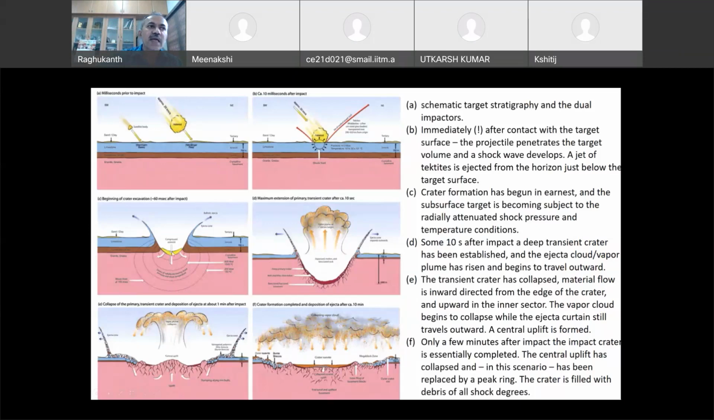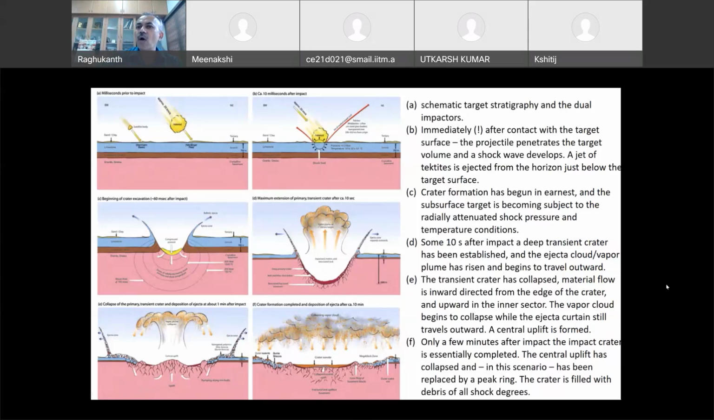And because at the center the most compression will be there, because of reflections you will see tensile waves also. So the material comes back, and because the shock wave velocity is very high, some of this material just flies away actually. Okay, that's what we are calling ejecta and other things also. So this portion comes up. That is what we call a transient crater has collapsed, and material flow is inward directed from the edge of the crater and upward in the inner sector, because the compressive waves reflect back and then convert into a tension kind of thing.